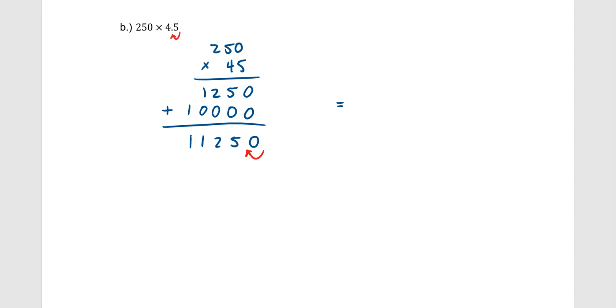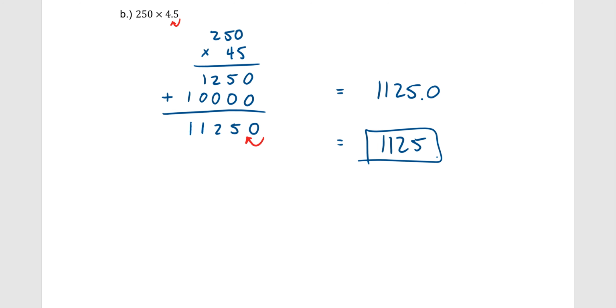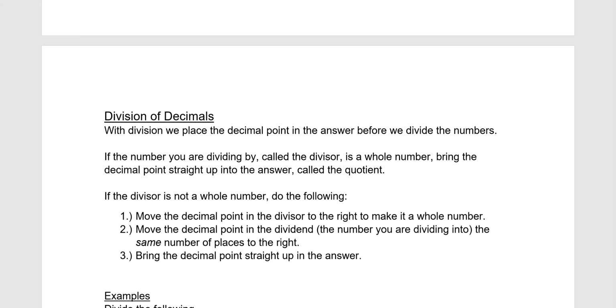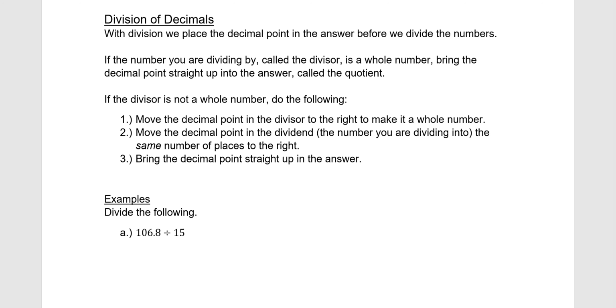So our final answer is going to be 1125.0, which I'm not going to write. Well, I'll write it here, and then I won't write it for the final answer, because it is unnecessary to write it. Okay, so that is multiplying decimals. Next for dividing decimals.